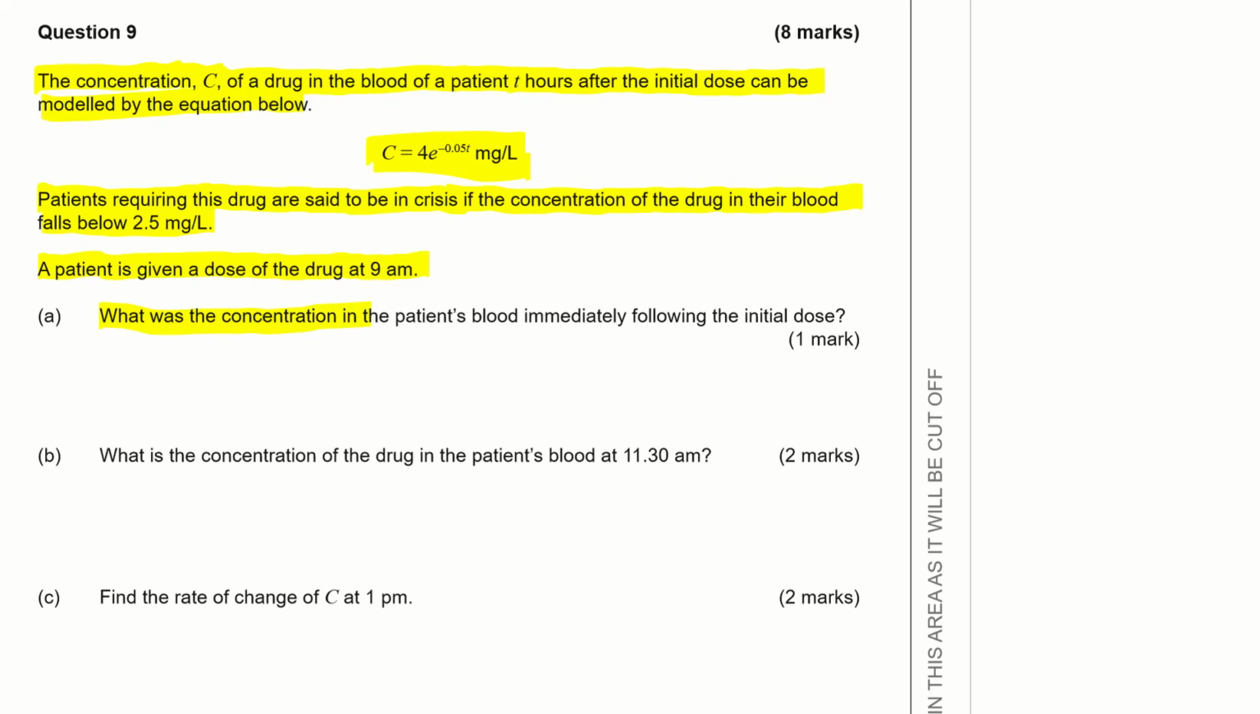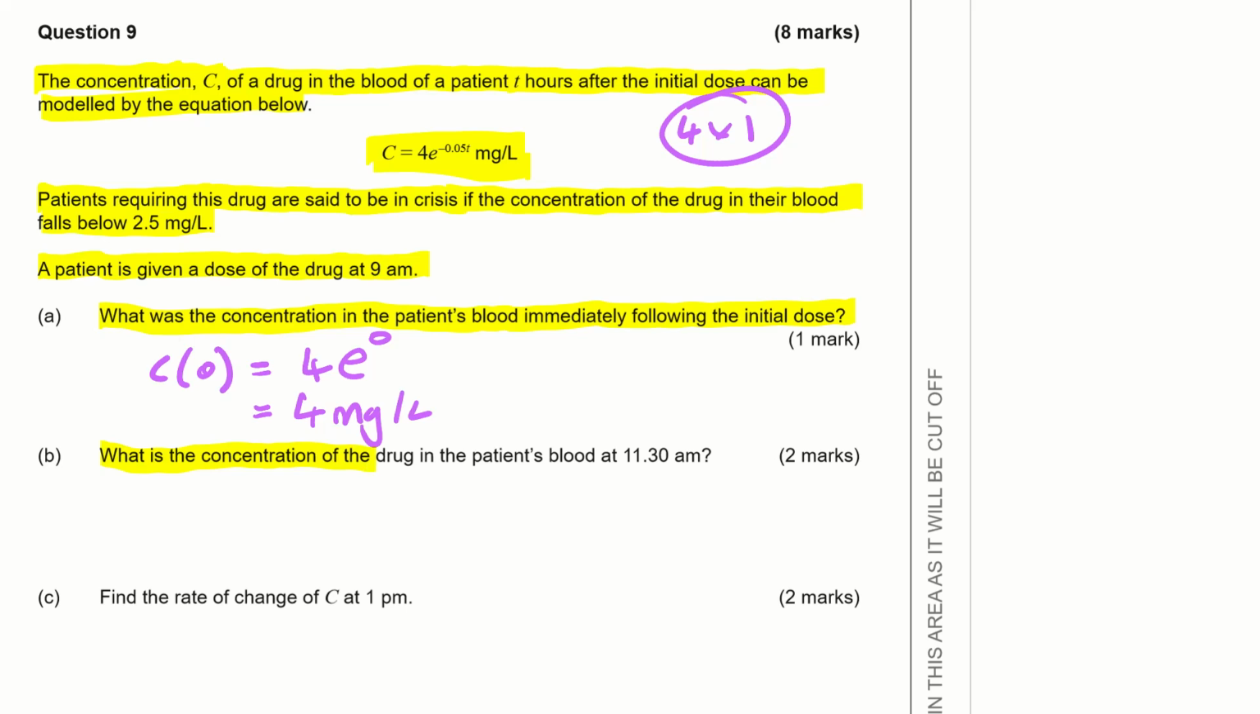What was the concentration in the patient's blood immediately following the initial dose? So initial means 0, so we just want to evaluate C of 0. So that's going to be 4e to the 0, because negative 0.05 times 0 is 0. And so that is going to be 4 milligrams per litre. So it's basically just 4 times 1.